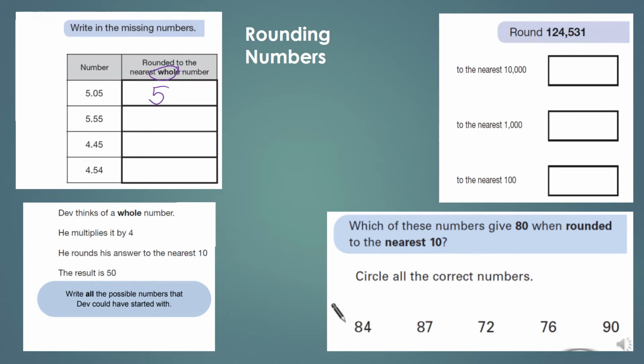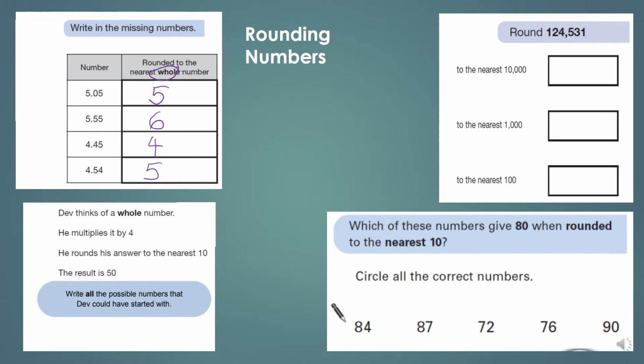The next one, 5.5 wholes, the 5 will round up, so that will round up to 6. And we've got 4.4, so 4 is less than 5, so that's going to stay at 4. And 4.5, 5 rounds up, so that's going to round up to 5.